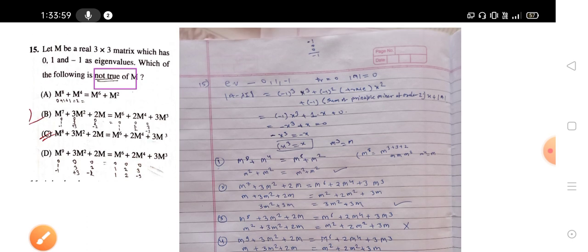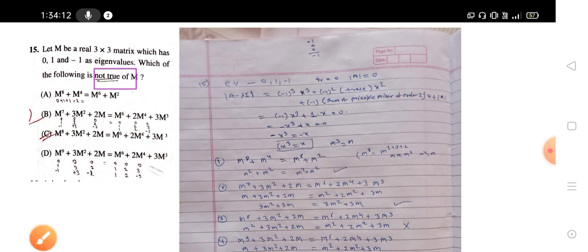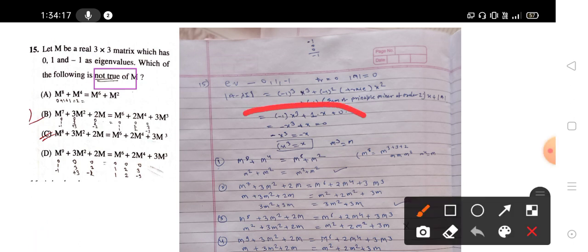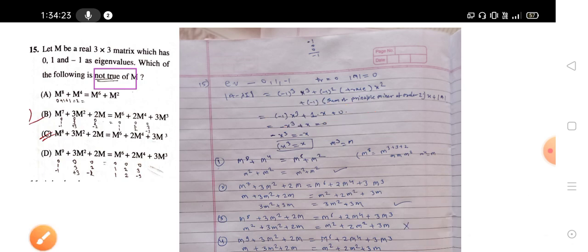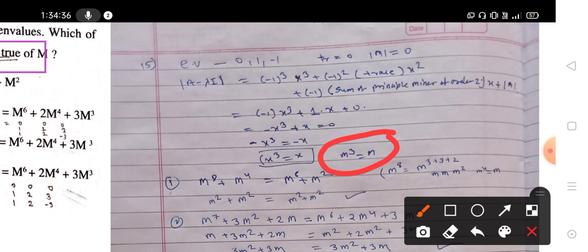The sum of principal minors of order 2 is the sum of products of pairs of eigenvalues, which gives minus 1. Written out, the next step is minus x cube plus x equal to 0, and finally we get x cube equal to x, that is, M cube equal to M.